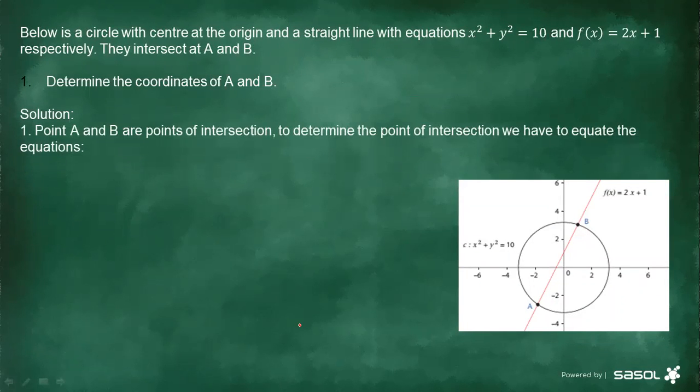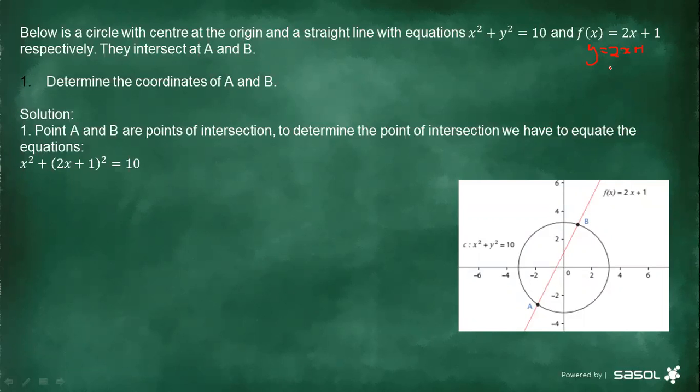Point A and point B are points of intersection. To determine the point of intersection, we have to equate the two equations, all right? The equation of a circle together with the equation of a straight line. Now let's see how we do that. We can all see that for a straight line, f of x is the same as y, so y equals 2x plus 1, right?